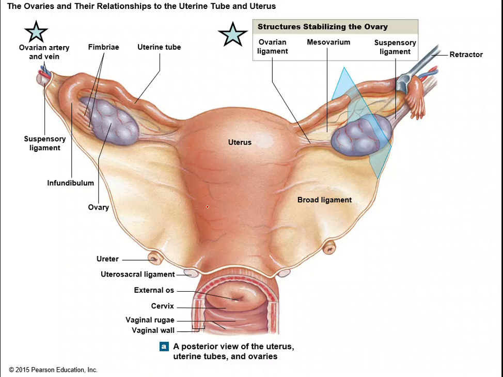Now, let's talk about the structures that will stabilize the position of the ovaries. The first one will be the ovarian ligament, which attaches, or you can say anchors, the ovary to the lateral surface of the uterus. The other one is a suspensory ligament. It anchors the ovary to the pelvic wall. And associated with it is the ovarian artery and the ovarian vein.